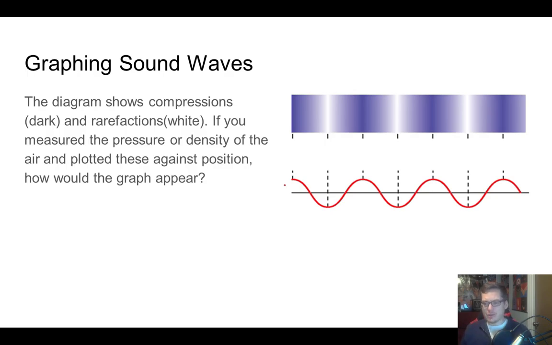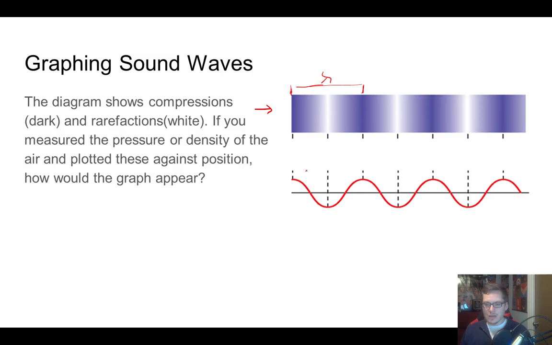Graphing sound waves. How do we graph sound waves? If we graph it as a longitudinal wave like it actually appears, it would look something like this. The dark regions are compression and the light regions are rarefaction. This is helpful because we can measure the wavelength pretty easily. The wavelength is from one compression to the next, so from there to there is one wavelength.